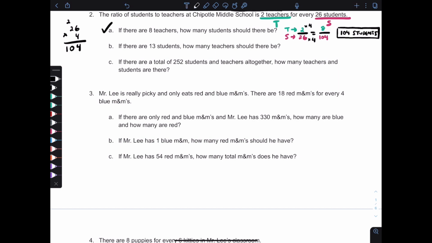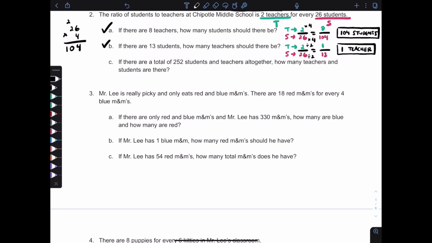If there are 13 students in part B, how many teachers would there be? So I'll just go ahead and copy this and paste that right over here. And if there are going to be 13 students, well, students goes on bottom, put that right here. 26 divided by 2 will get us that 13. So 2 divided by 2, that's going to be 1. If there's 13 students, there should be 1 teacher. 1 teacher, that's our answer. Perfect. Done. And now part B is done. Let's take a look at part C.